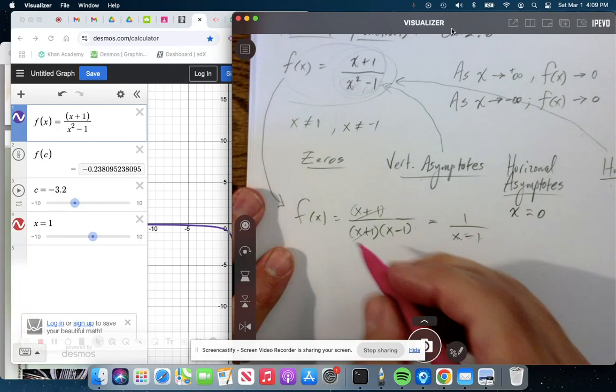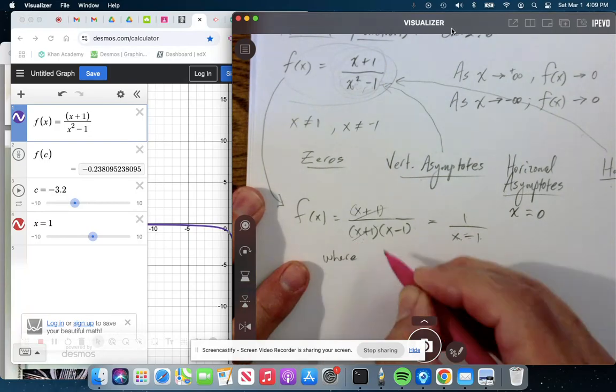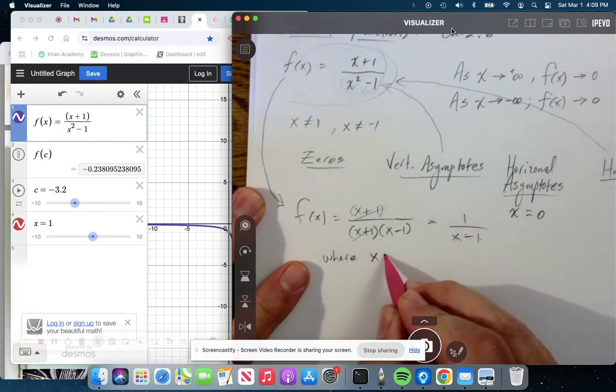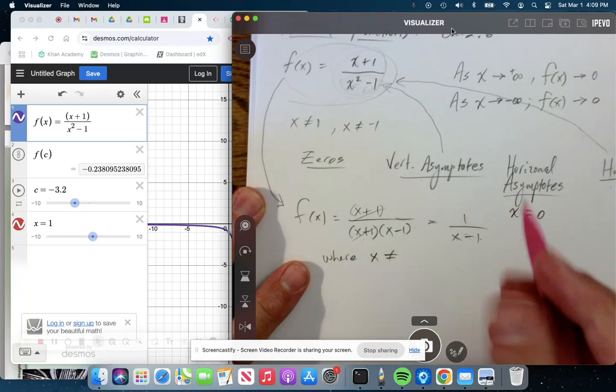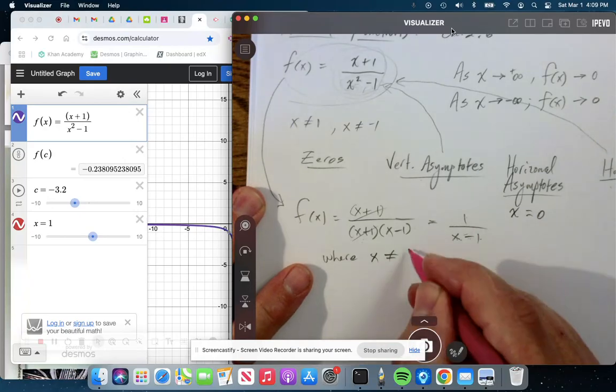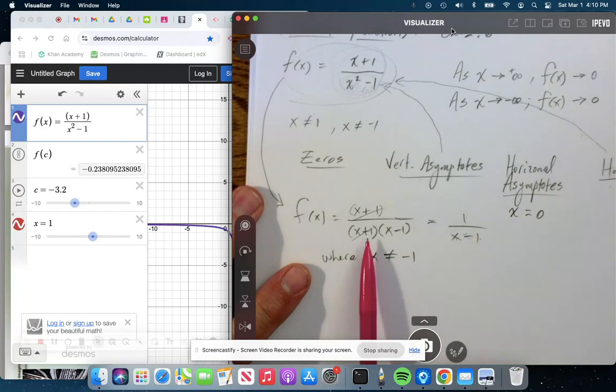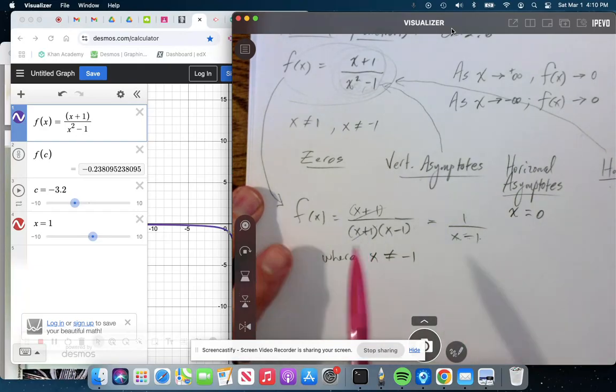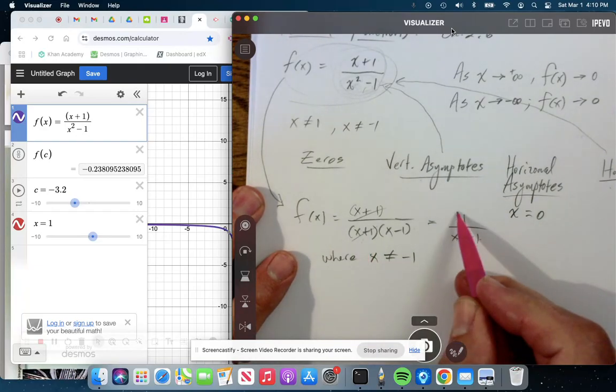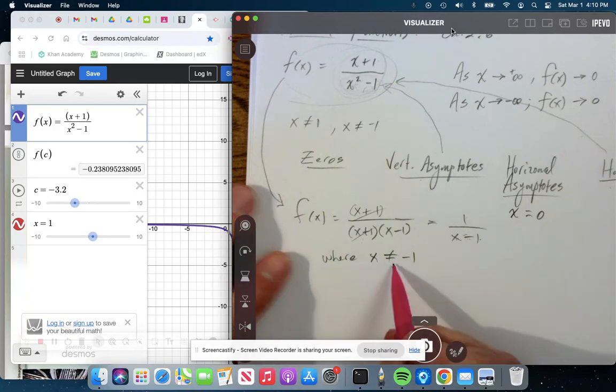So you would say where x is not equal to 1 or -1, right? So I can change f of x. I can simplify it as long as I stipulate that there's a restriction on that domain.